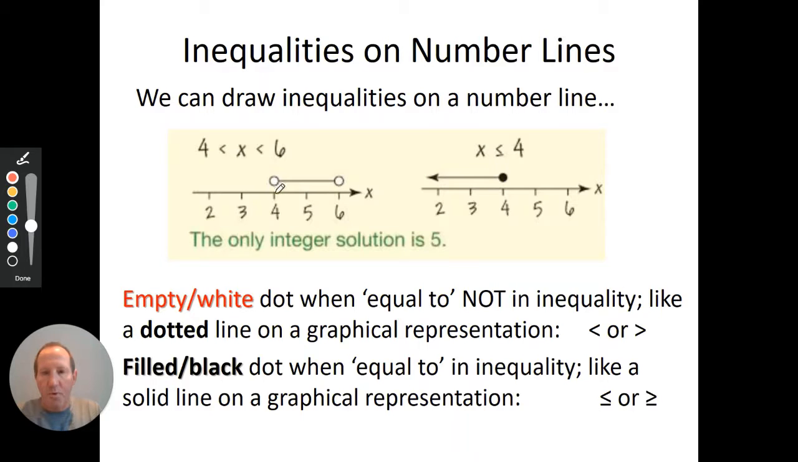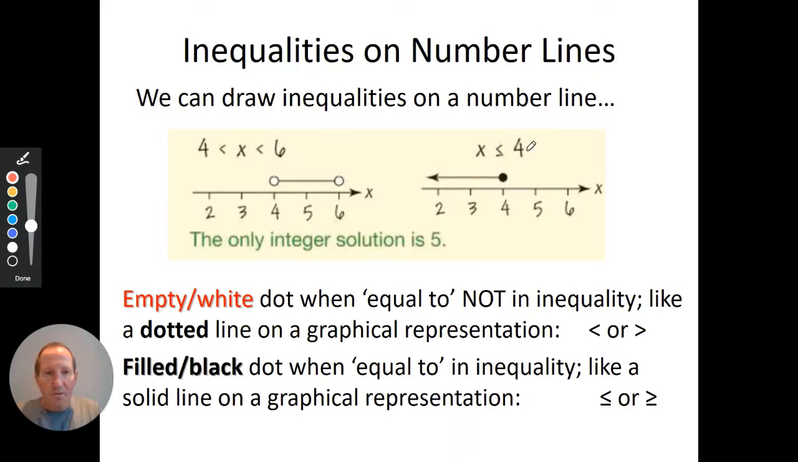So it could be 4.00000 going on forever 1, because that is bigger than 4, but 4 cannot be included, so we do not colour in the circle above it. Similarly, it's got to be less than 6, not equal to 6, so we don't colour in the dot above 6. But for this one here, we've got that x is less than or equal to. So we colour in this dot here because 4 is included, it can be equal to.